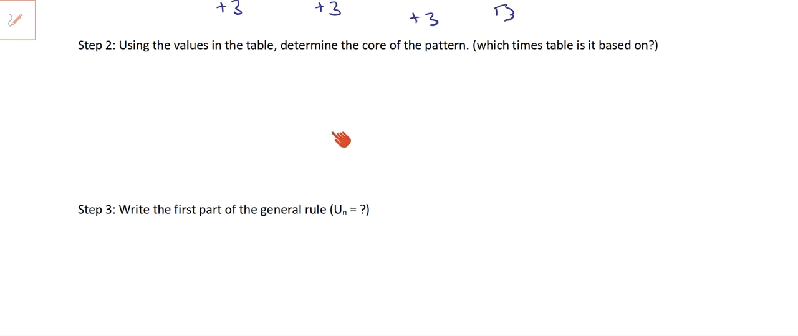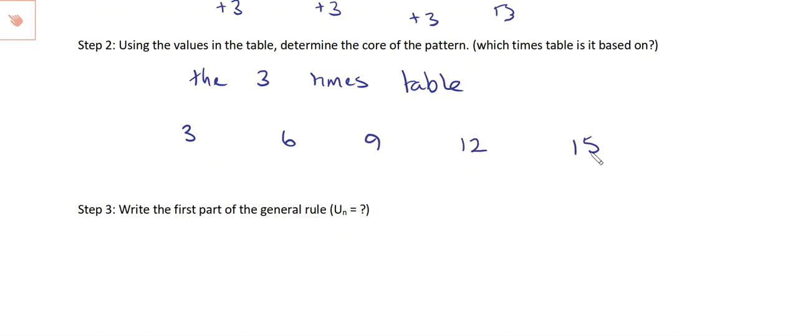All right. Using the values in the table, determine the core of the pattern. What do I mean by that? Like the base of the pattern? So what are we basing our pattern on then? Which times table? The 3 times table, yeah? So the core of the pattern is the 3 times table. So I could always write that 3, 6, 9, 12, 15.